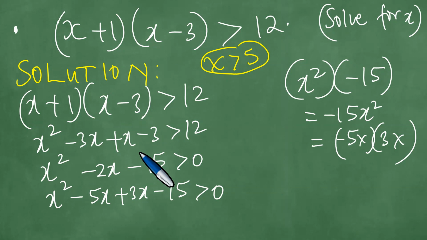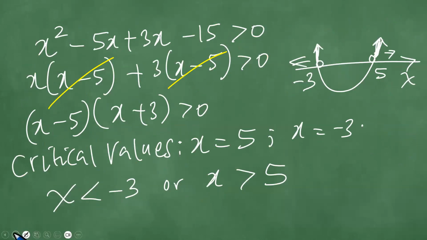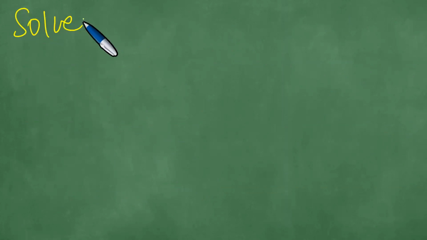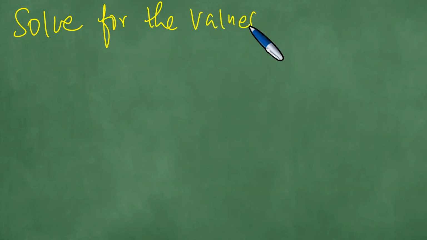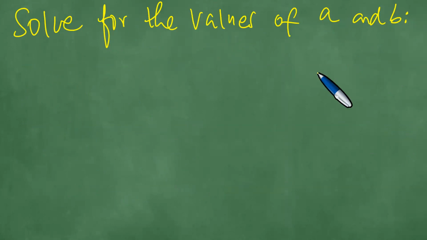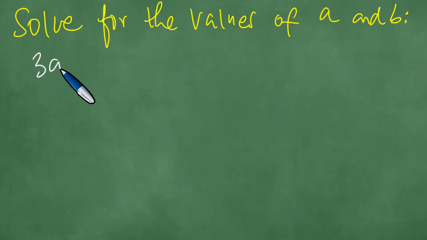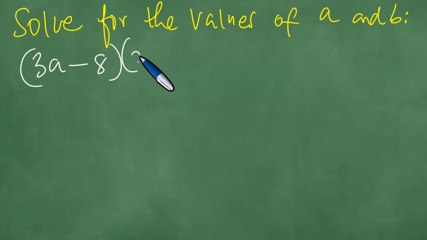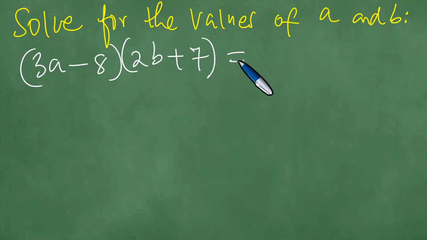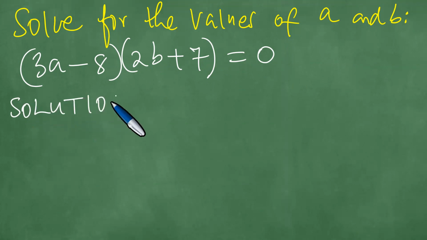Before we use completing the square, let's solve for A and B. Solve for the values of A and B. The 3A minus 8, 2B plus 7 equals 0. Solve for the values of A and B here. Anyone? Please solve this one quickly, so that we can look at the solution to this.